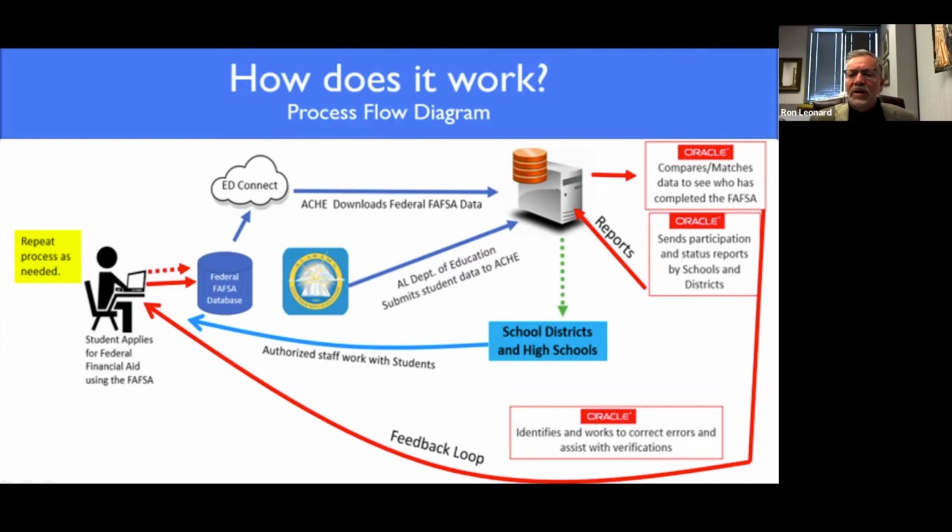So as you can see, there is the capability of generating reports to our educators. There's also the capability of generating more specific information to our students, specifically errors that they've made on their FAFSA. And then that goes back to the student. He or she can correct those errors and the process begins again.